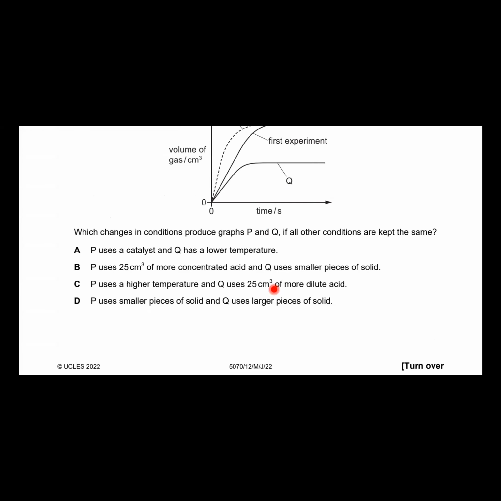So there, B or D, you're saying. P uses smaller pieces of solid. D. Okay, wait. P uses smaller pieces of, sorry, that's correct actually. P will be okay because smaller pieces of solid can increase the rate. Yeah, it can give a steeper result. That's true. Q uses larger pieces of salt. The point is this.